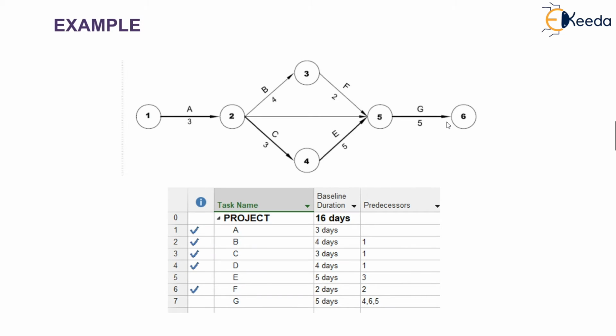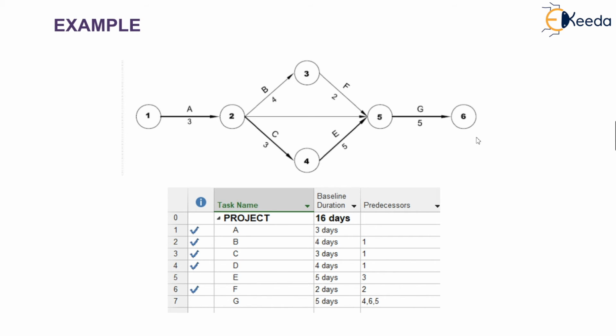Now at the end, let us take a consideration of an example of a precedence network which we will try to key into Microsoft Project and see what the duration comes out to be. This is a very simple network involving 7 activities A, B, C, D, E, F, G.